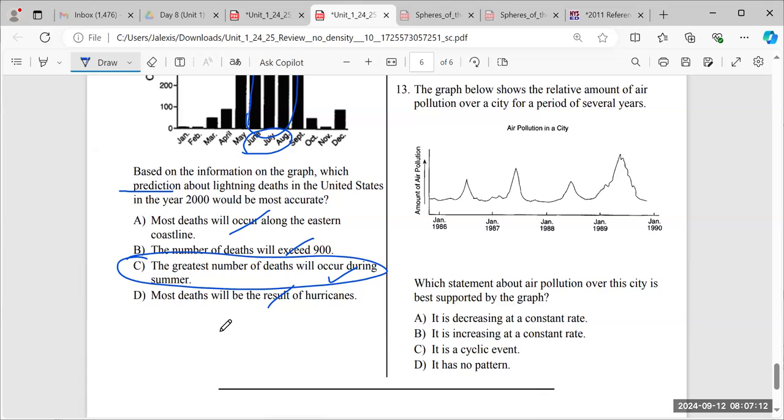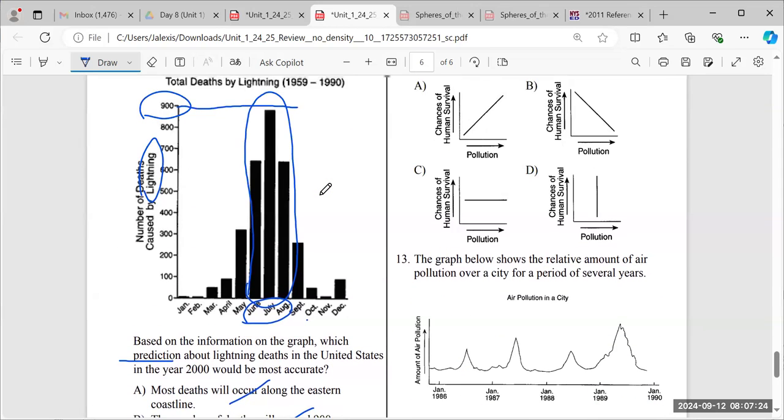All right. When you have questions like these, you're basically looking for, okay, which statement is true? Which statement would be the most accurate? Which statement can I draw the best conclusion from in these graphs?